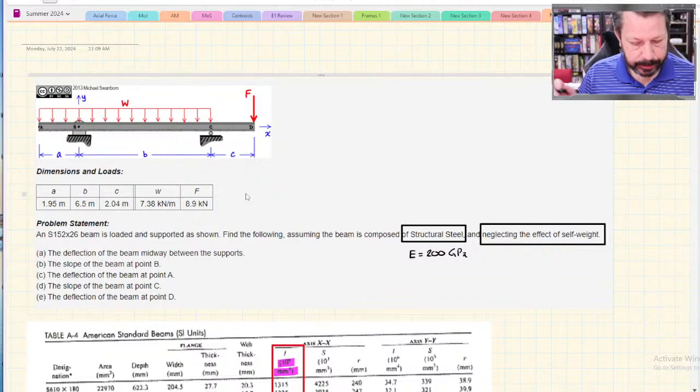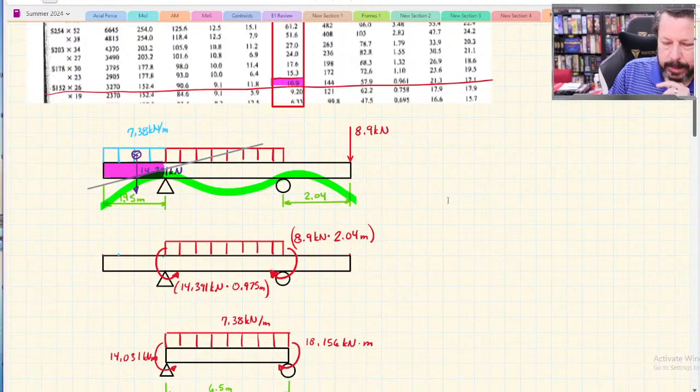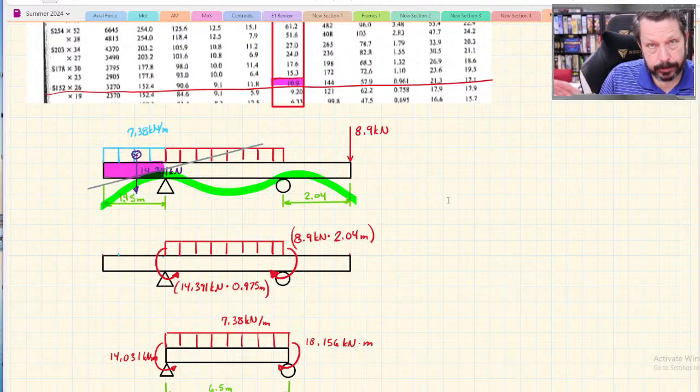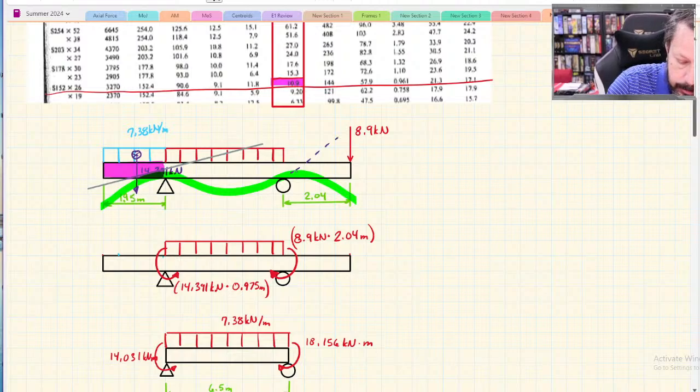So C, the deflection of the beam at point A. I drew this little curvy line here because different loads on this beam are causing it to deflect in weird ways. The red distributed load here is causing the middle span to dip down, but it's causing the wings to bend up like that.